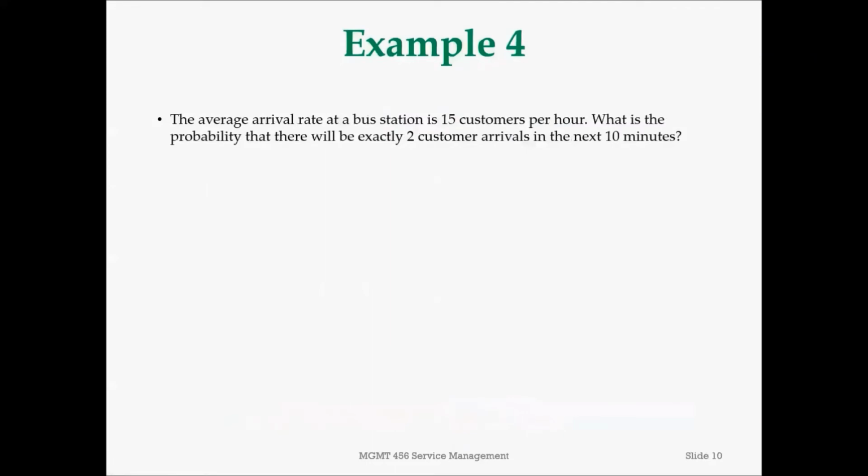Now let's look at another example. The average arrival rate at a bus station is 15 customers per hour. What is the likelihood that there will be exactly 2 customer arrivals in the next 10 minutes? So first of all, what is 15 customers per hour? Obviously, this is lambda, the arrival rate.